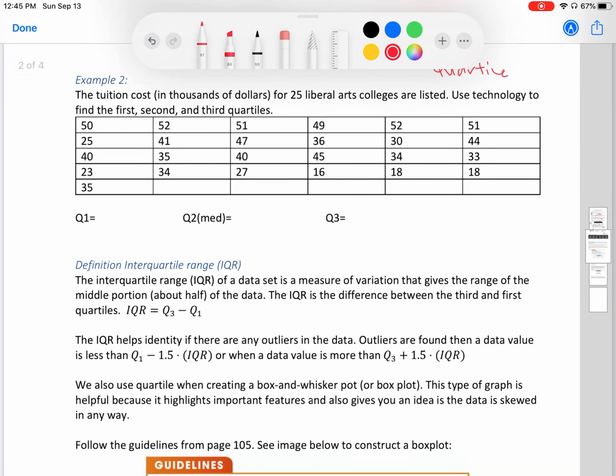Example 2, same idea, give this a try and use technology. Do not try doing this by hand. Just so you can check it, your quartile 1 should be 28.5, quartile 2, 36, and quartile 3, I'll leave that for you. I didn't write that one down.